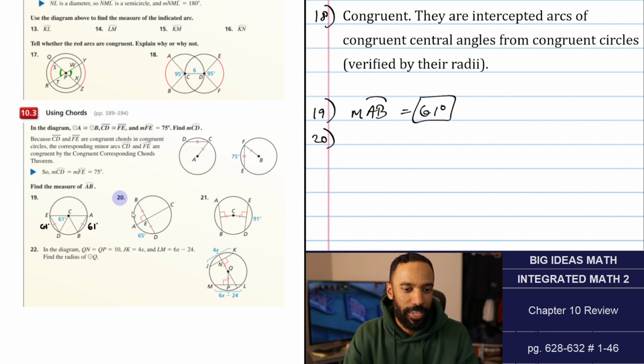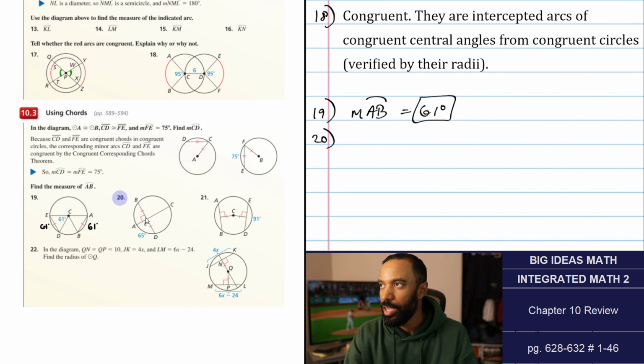Number 20, the measure of arc AB here. Now, this is a different scenario completely. What we do have is two chords that are perpendicular bisectors of each other. There's a converse of a theorem. The original theorem states that if a diameter is perpendicular to a chord, then it bisects that chord and it bisects the arc right here. And there are reasons for it that you can prove. This one is the converse of the theorem.